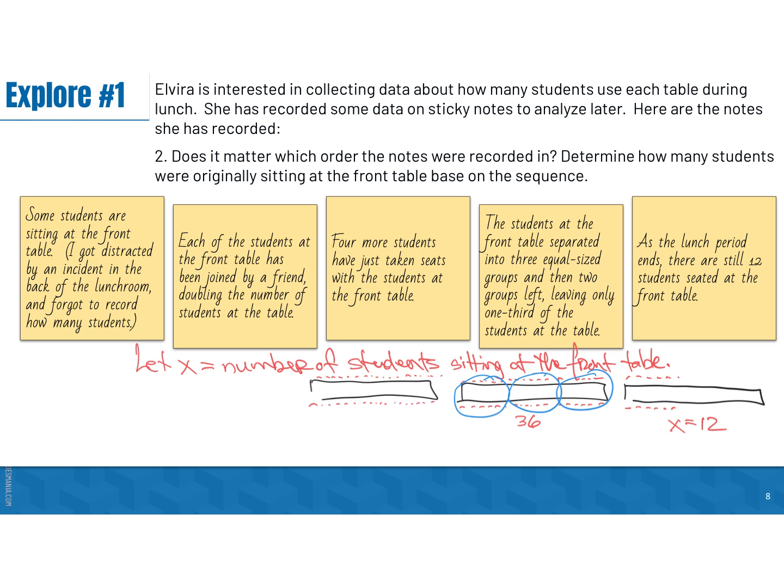And we're going to take off 4 of them, right? Then what do we have left over? Well, we're taking off 4 from the 36. We're going to have 32. Okay. And then each of the students at the front table has been joined by a friend, doubling the number of students. So the 32 was doubling.